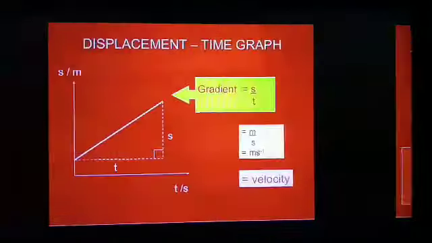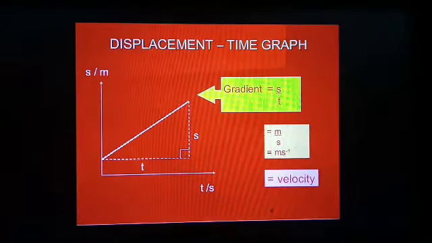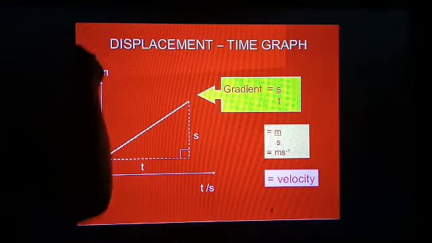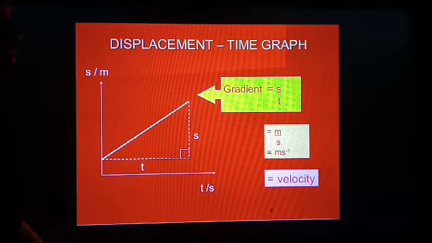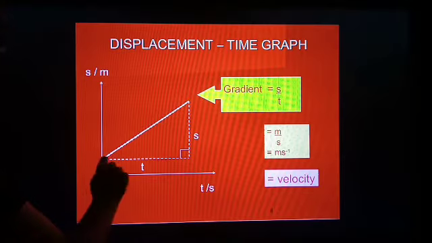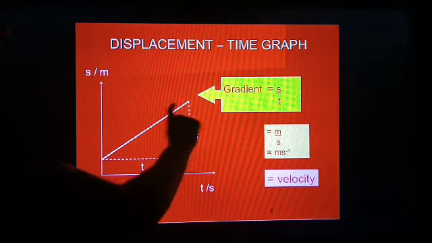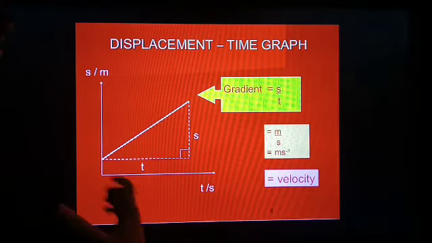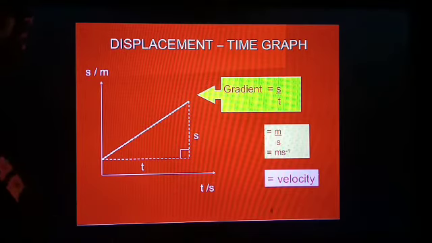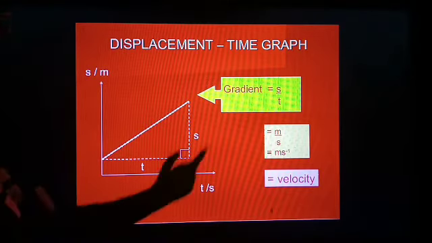So first, we will see displacement time graph. Suppose the distance or displacement of a body is taken on y-axis and time is on x-axis. Then at different intervals of time the position of the body is shown by this line. So this is called ST graph or displacement time graph. In ST graph you have to learn gradient.